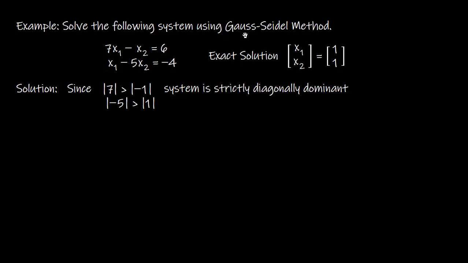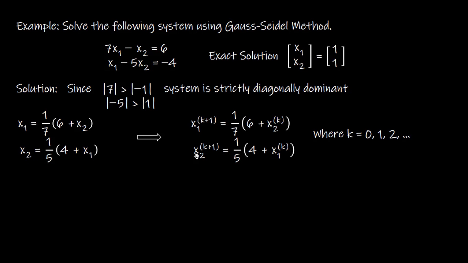Now the first step of the Gauss-Seidel method is to find the solution expression of the variables. So x1 would be equal to 1 upon 7 whole multiplied with the expression 6 plus x2. x2 is equal to 1 upon 5 whole multiplied with the expression 4 plus x1. Once we have obtained the solution expressions of these variables, we can construct the Gauss-Seidel iterative scheme by just raising the superscript k plus 1 on the left hand side variables and superscript k on the right hand side variables, where we can take the value of k equal to 0, 1, 2 and so on.